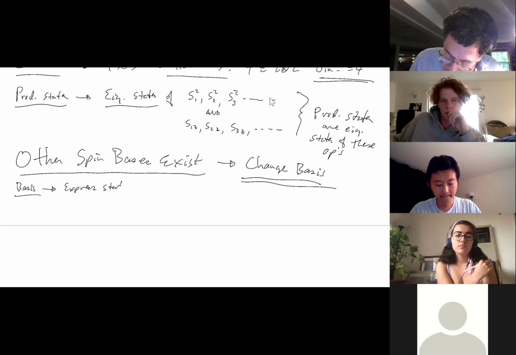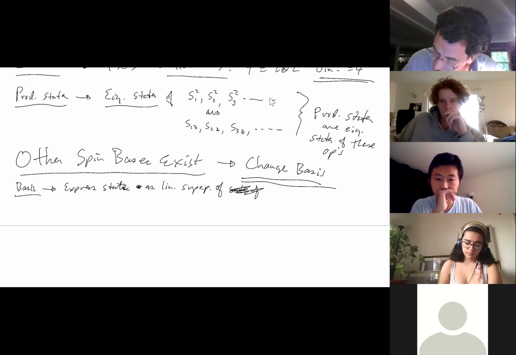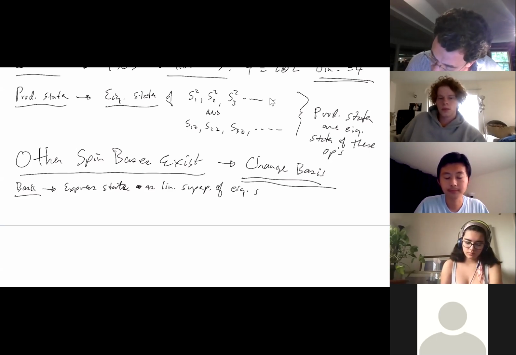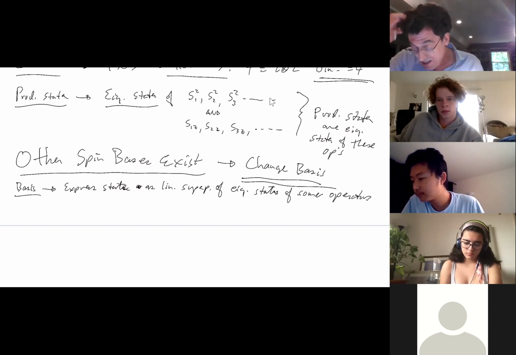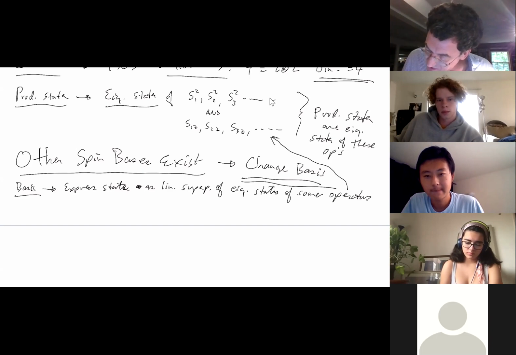Express states as linear superpositions of some set of eigenstates of some operator or set of operators. And so you can see how we did that already. So for the simple product state, we chose to express our spin states in terms of the eigenstates of these operators right here that I'm pointing my arrow at, these guys.